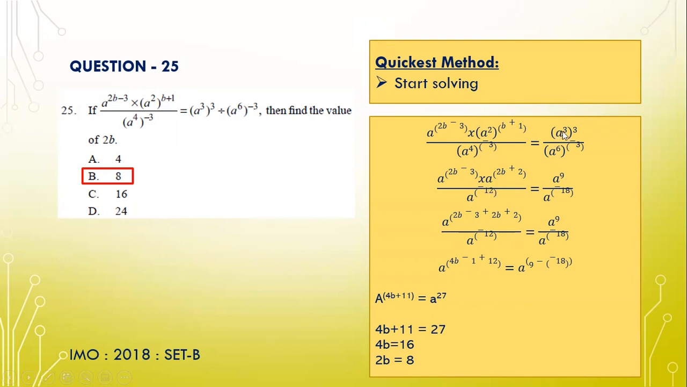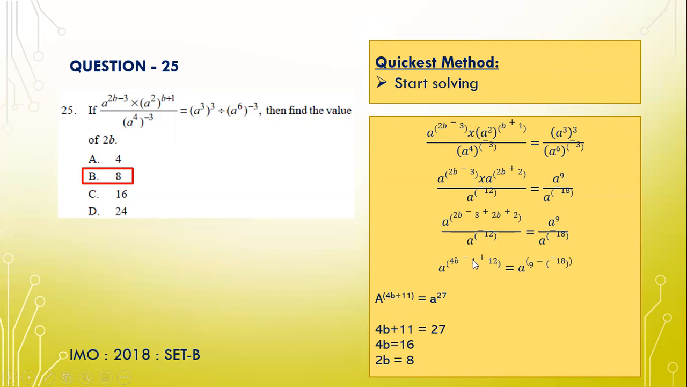Here again A raised to 3 into 3 is A raised to 9, upon A raised to 6 into minus 3, which is A raised to minus 18. So now this becomes A raised to 2B minus 3 plus 2B plus 2 upon A raised to minus 12 is equal to A raised to 9 divided by A raised to minus 18. So this becomes A raised to 2B plus 2B is 4B, 4B minus 3 plus 2 is minus 1, plus minus 12, when it goes up, it will be minus of minus 12, it will be plus 12.